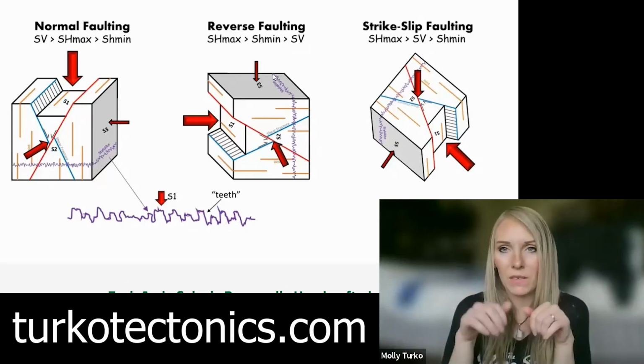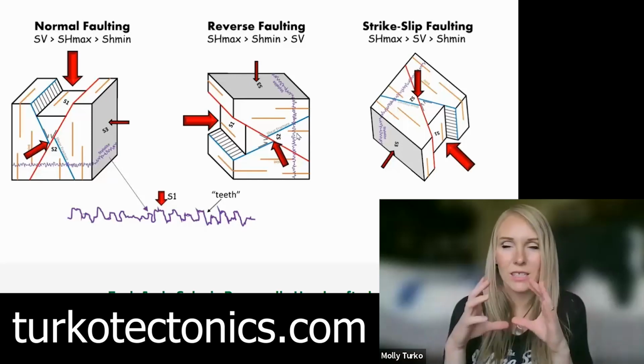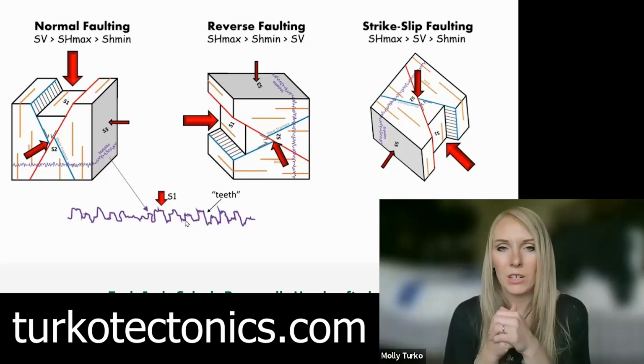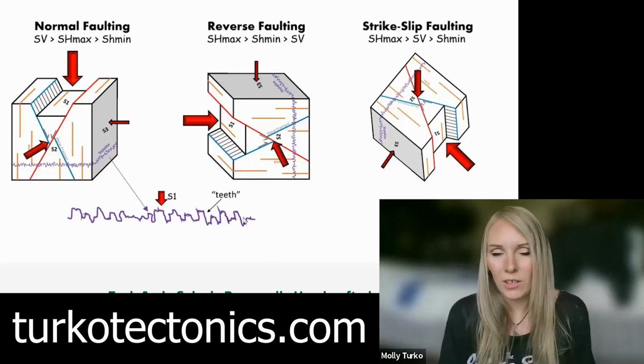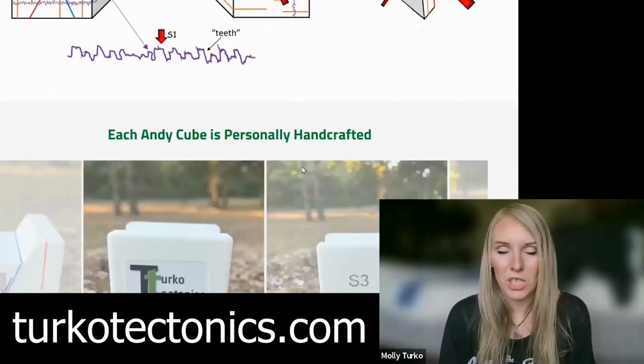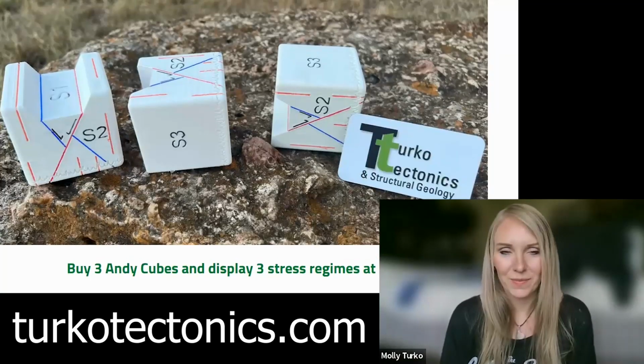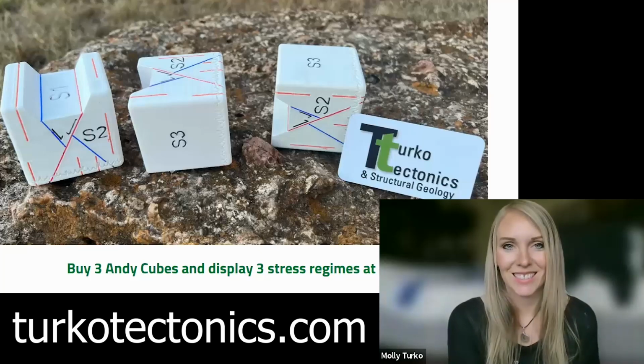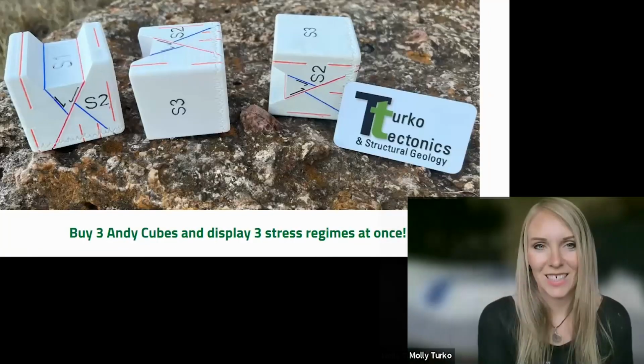And then I do have little stylolites on there. People call them closing fractures sometimes, but they're another indicator of the stress field in which they formed. You've got to buy three of them in case you need to display three stress regimes at once. Talk to me about that.